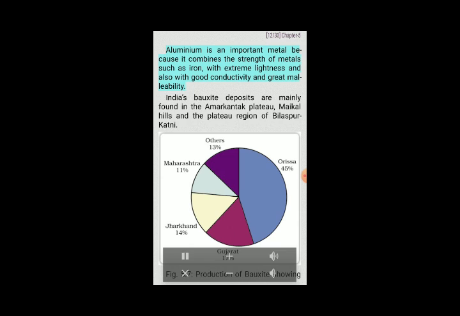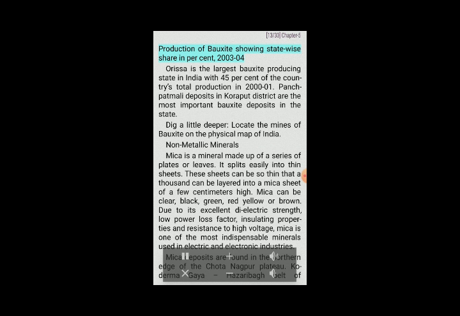Fig. 5.8. Bauxite mine. Aluminium is an important metal because it combines the strength of metals such as iron, with extreme lightness and also with good conductivity and great malleability. India's bauxite deposits are mainly found in the Amarkantak Plateau, Maikal Hills and the Plateau region of Bilaspur-Katni.